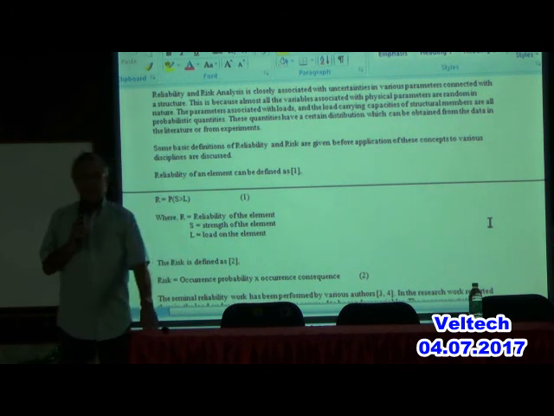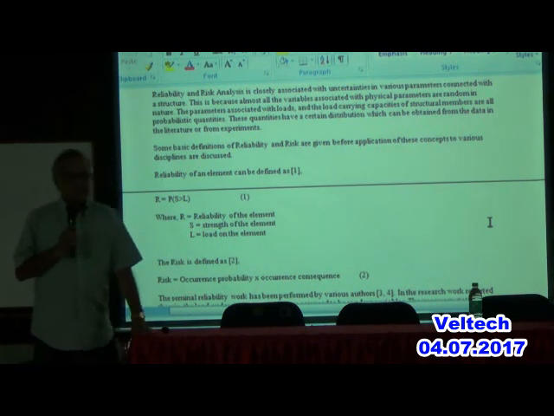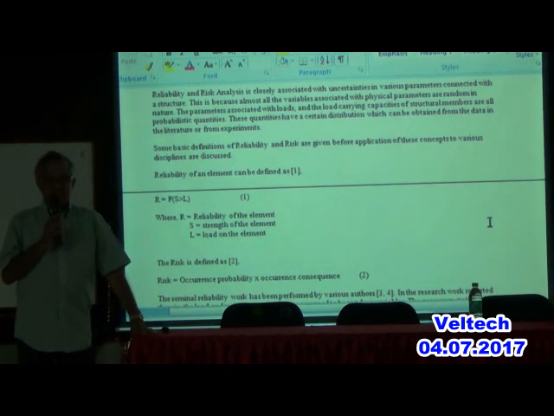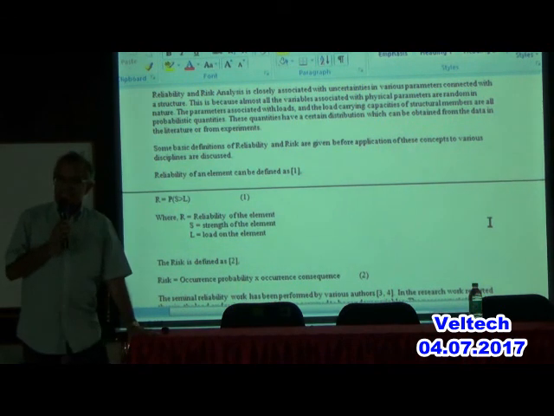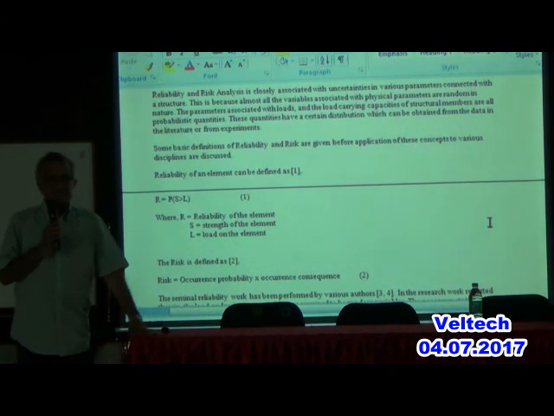So when you say reliability, there are two kinds of analysis. One is called deterministic analysis, the other is called probabilistic analysis. In deterministic analysis, everything is fixed. There is no uncertainty there. But in a probabilistic analysis, the outcome of any particular event is uncertain. Nobody knows. Suppose you don't know if it's going to rain tomorrow or not. This kind of thing is probabilistic.